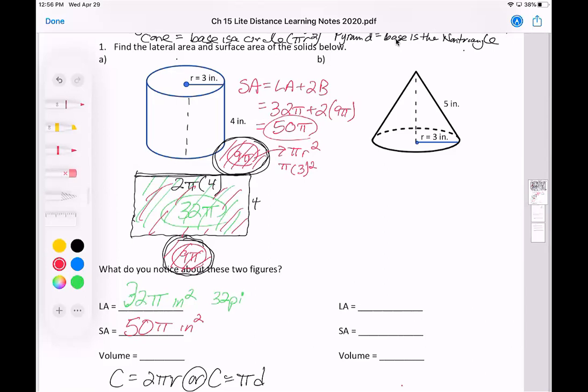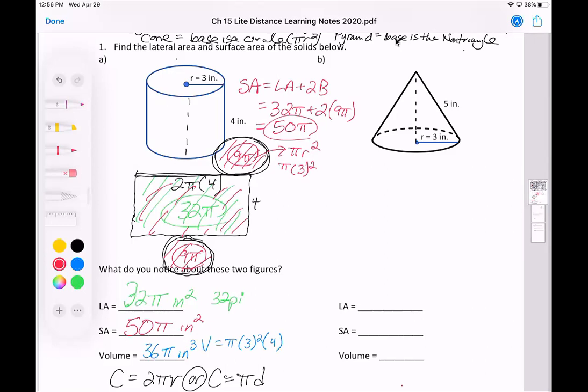And then lastly, the volume of the shape. The volume of the shape would be the area of the base, which is pi r squared, times the height of the cylinder, which is 4. So 9 times 4 is 36, and then tack on a pi. The units there would be cubic inches, 36 pi cubic inches.